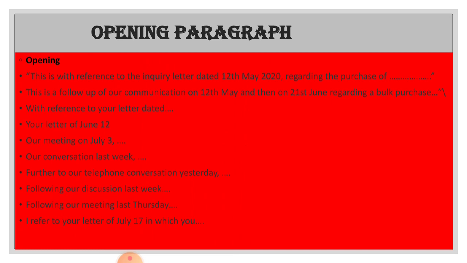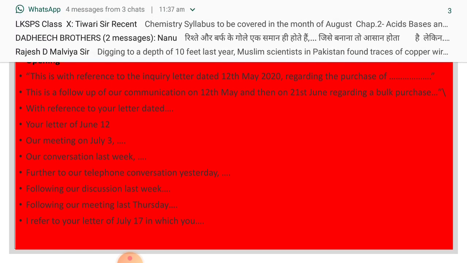You can also write simply, with reference to your letter dated this, I would like to place an order for the following items. This is the most used one and the most simple one. Your letter of June 12th. Now you are making another reference, that we had a letter communication on June 12th, or a meeting on July 3rd, or any conversation last week.